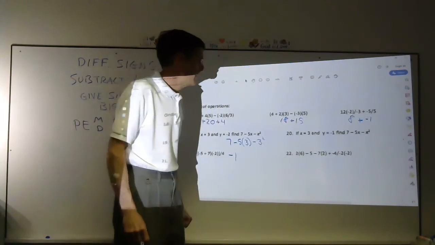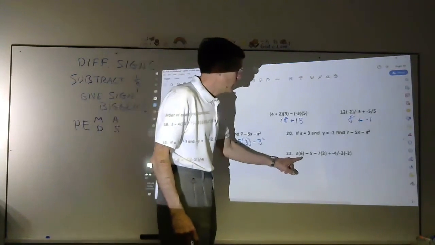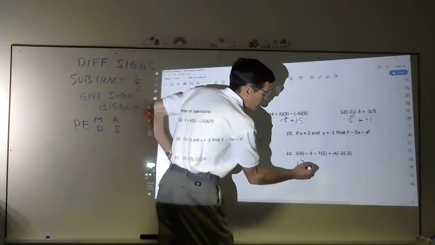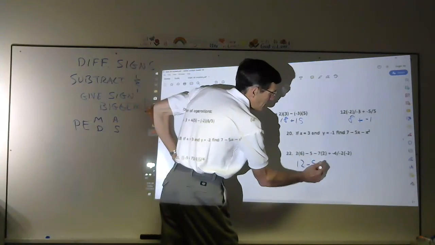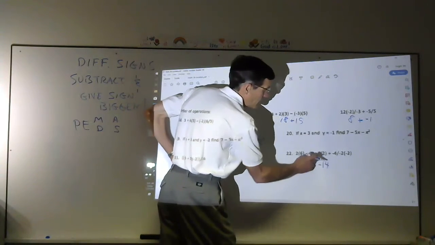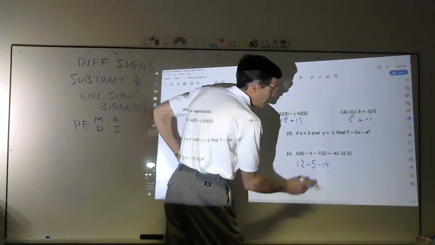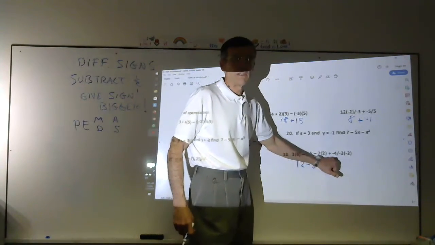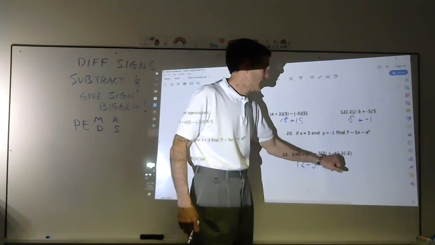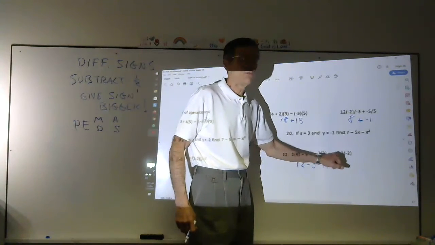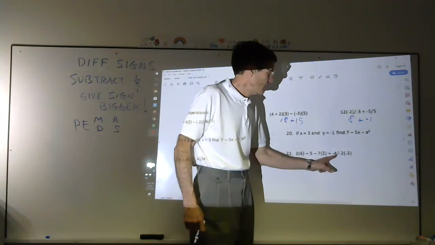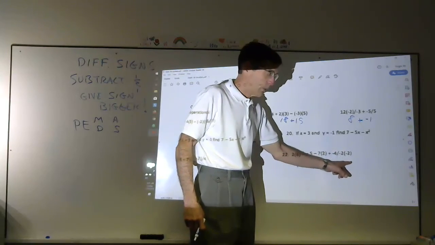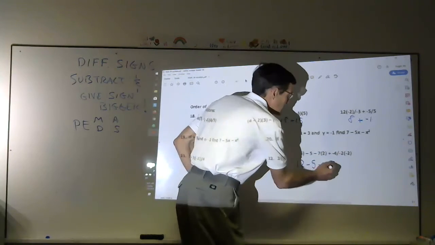Big ugly problem here. I do multiplications and divisions as I see them. 2 times 6 is 12. Minus 5 times 2 times 7 would be minus 14. One negative sign keeps it negative. Now here, some people want to do the multiplication before the division. No way. You do the multiplications and divisions as you see them. So 4 divided by 2 is 2. 2 times 2 is 4. 3 negatives makes it negative 4.